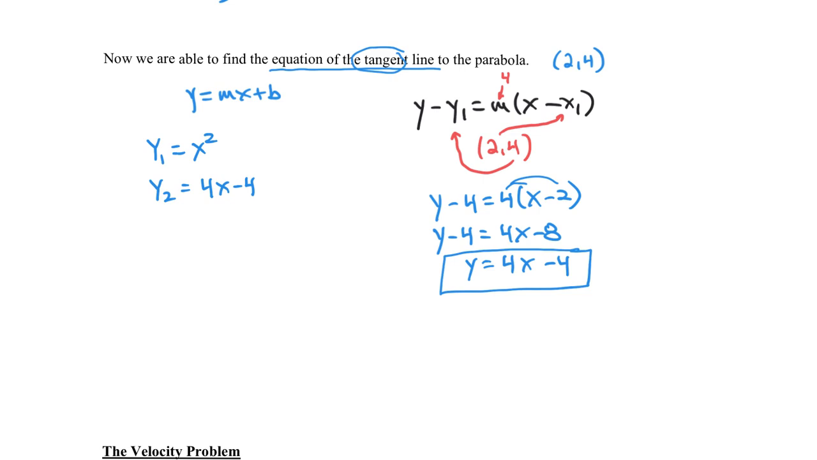And to make it easy to see, let's change the window. Let's make x go from 0 to 3, and we'll make y go from 0 to 9. When we do that, we should at least get a reasonable picture where it should look like this line is just tangent to the parabola at that point 2,4.